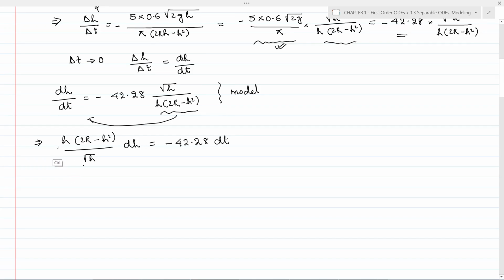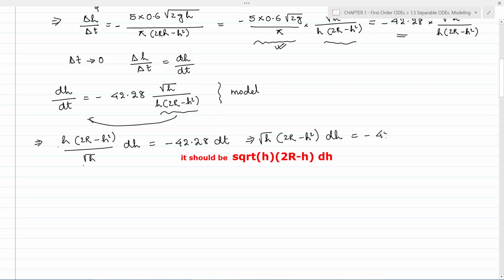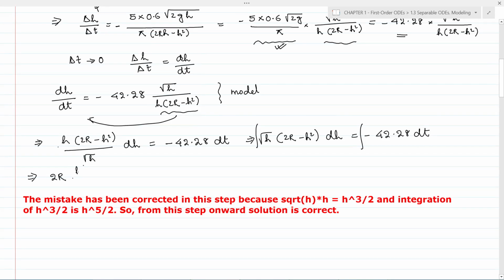Now, this square root of h and h cancels out. Now, from this we can obtain square root of h (2R minus h) squared dh equal to minus 42.28 dt, and we can integrate both sides, and we can write, this implies 2R h to the power 3 by 2 by 3 by 2 minus h to the power 5 by 2 by 5 by 2 equal to minus 42.28 t plus a constant of integration c.